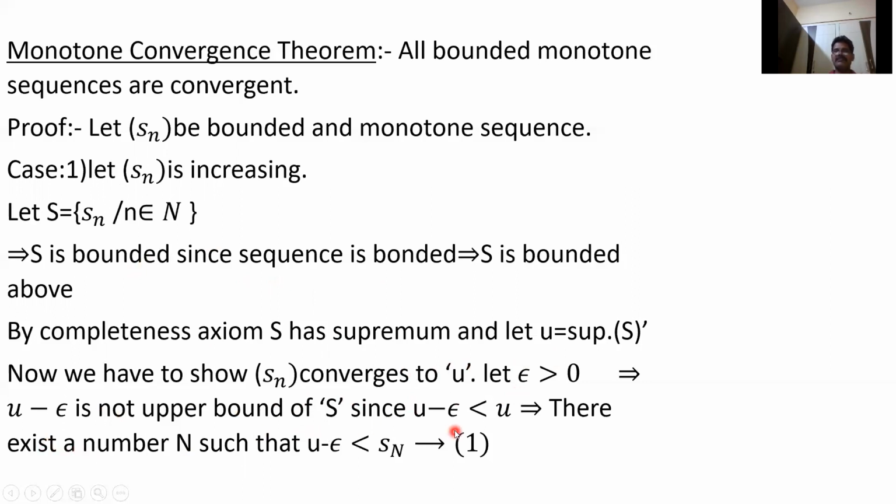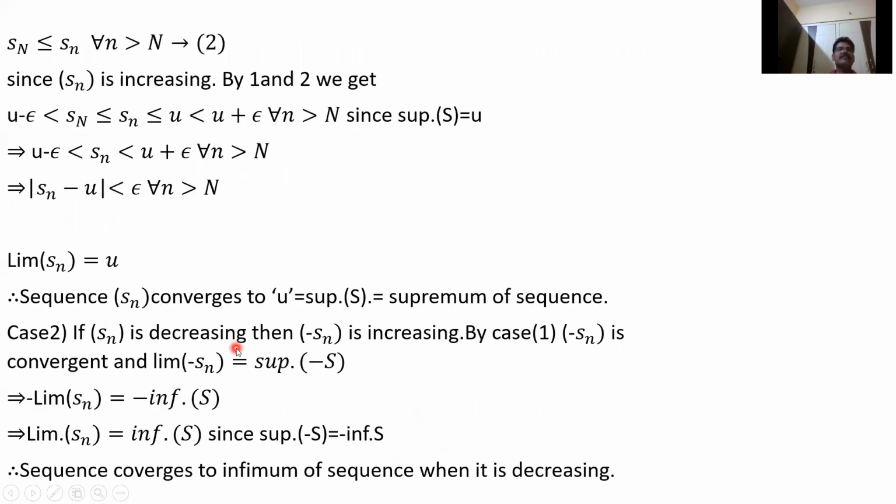Therefore, U minus epsilon is not an upper bound of S. Why? Since U minus epsilon is less than U and U is the supremum. Supremum means it is the least upper bound, and least upper bound means any number less than U is not an upper bound. Whenever it is not an upper bound, there is some element such that U minus epsilon is less than S capital N. Because if it were an upper bound, every term would be less than or equal to U minus epsilon. And since it is increasing, S capital N is less than or equal to Sn for all n greater than N, by the definition of increasing.